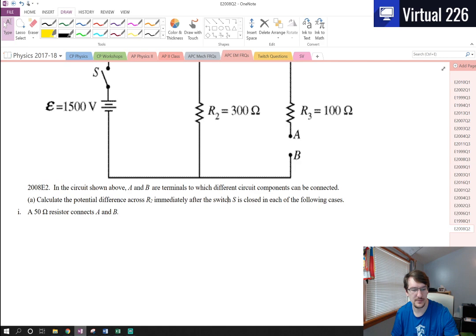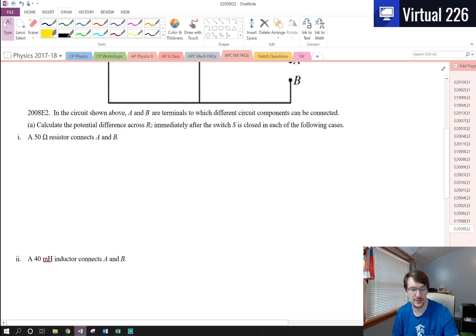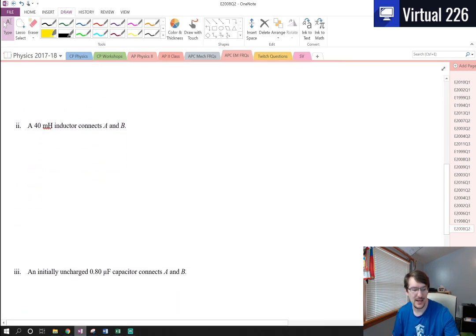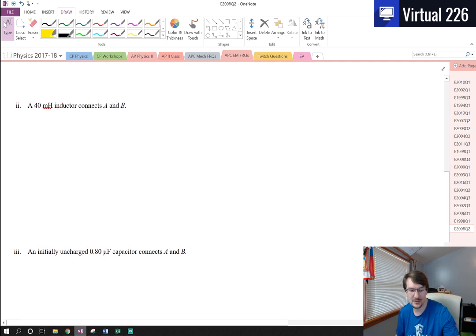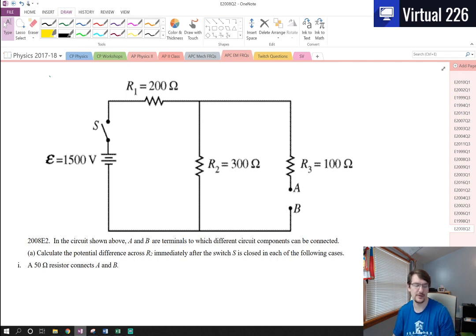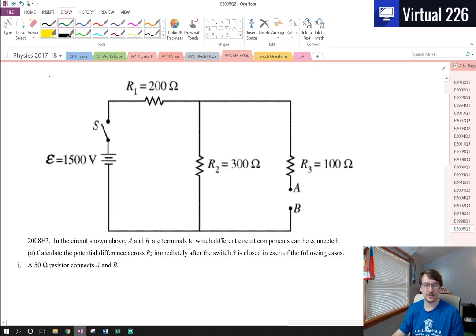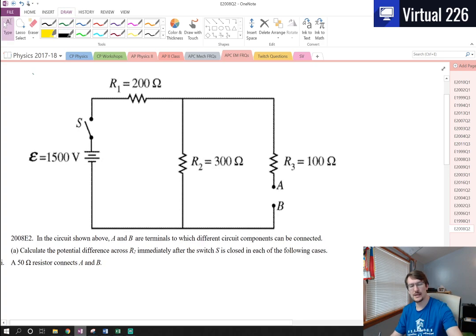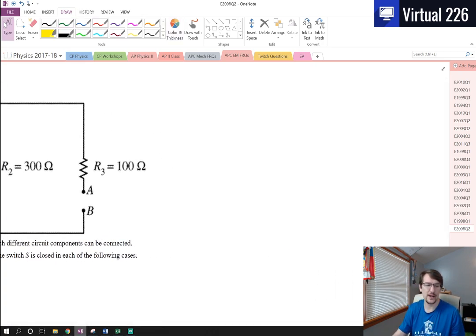We're going to pop into that patch AB a resistor, an inductor, and a capacitor, and look at the potential difference across different components of our circuit. Now, an important thing before we begin is to remember a few things. We know we're going to have capacitors and inductors on this test. So let's talk about a capacitor real quick.